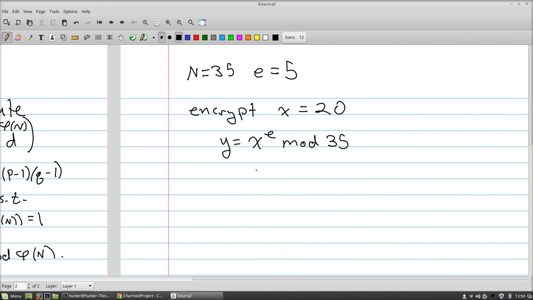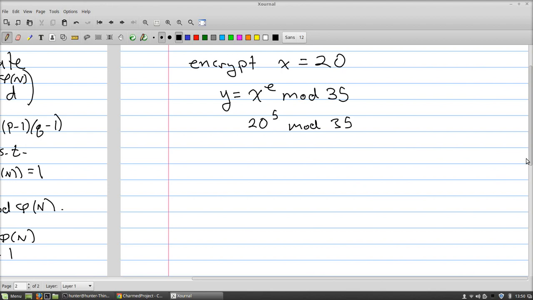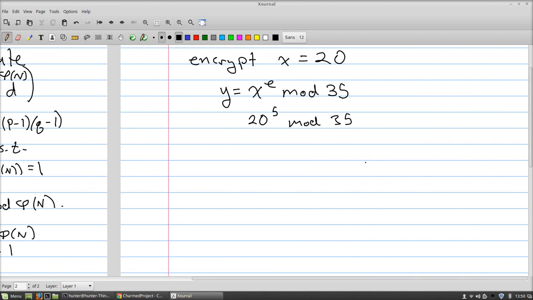By the way, this modular exponentiation is slow for us, and it's also slow for computers. This is what makes RSA slow, like all known public key cryptosystems. So we have to compute 20 to the 5th power mod 35. If we want to, we can use the Chinese remainder trick here to work in Z mod 7 cross Z mod 5. But let's just do it using our brains.